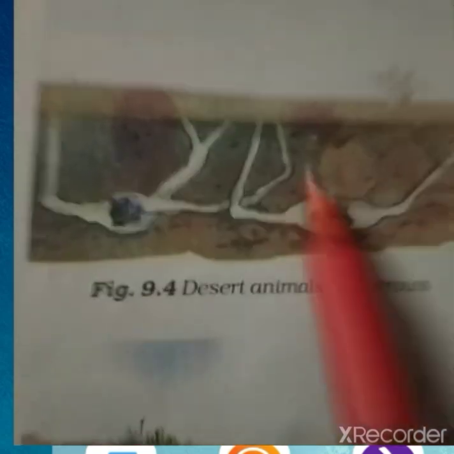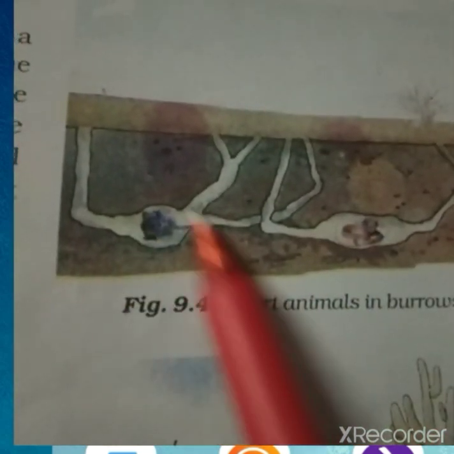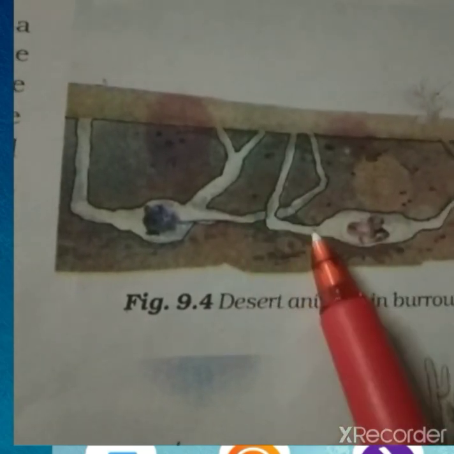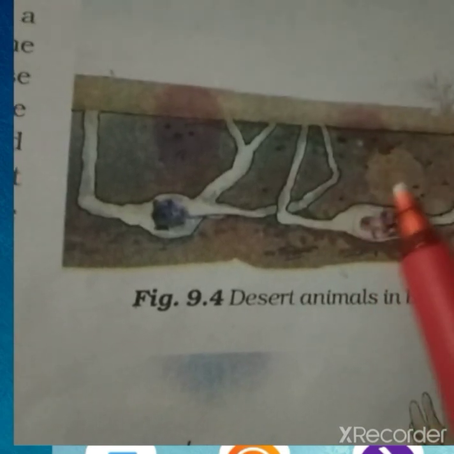Look at here. Snake and rat live in burrows in the daytime, and they come out only during the night when it is cooler.